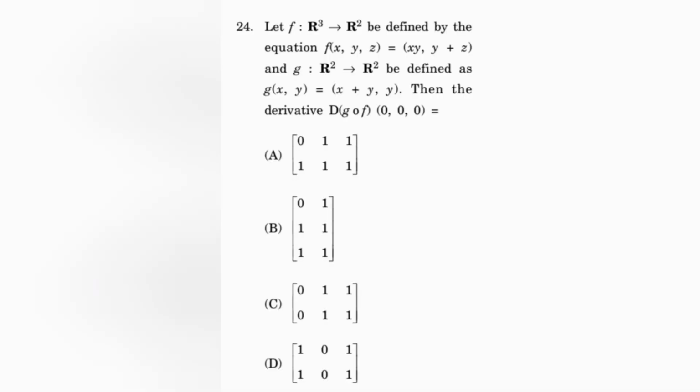This question is from SET examination. Let function f from R3 to R2 be defined by the equation f of x comma y comma z is equal to x times y comma y plus z, and second function g from R2 to R2 be defined as g of x comma y is equal to x plus y comma y. Then the derivative d of g composition f at 0 0 0 is question mark. Then we have 4 options.